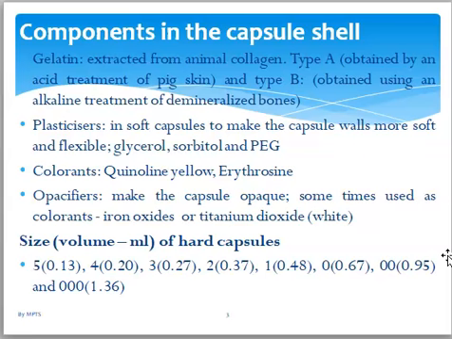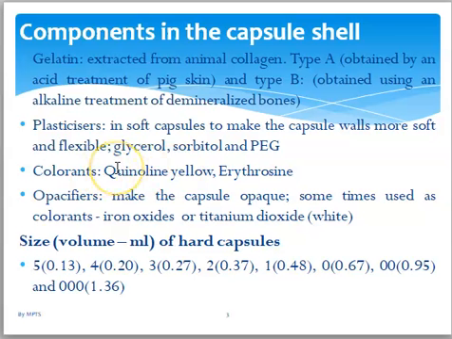What are the components of the capsule shell? As I said, we have gelatin, which is extracted from animal collagen. We have type A, obtained from acid treatment of pig skin, or type B, obtained using alkaline treatment of demineralized bone. All of them are from collagen. Plasticizers are used in the soft capsules to make the capsule walls softer and more flexible. You have PEG, sorbitol and glycerol.